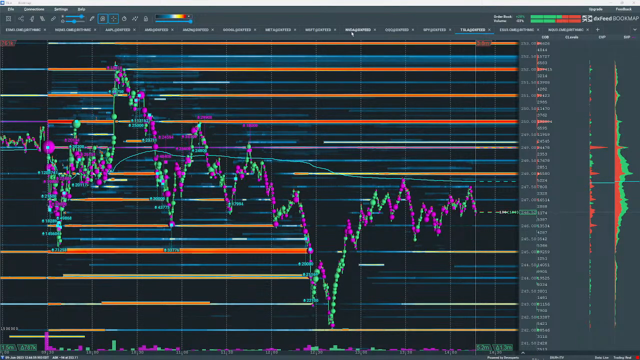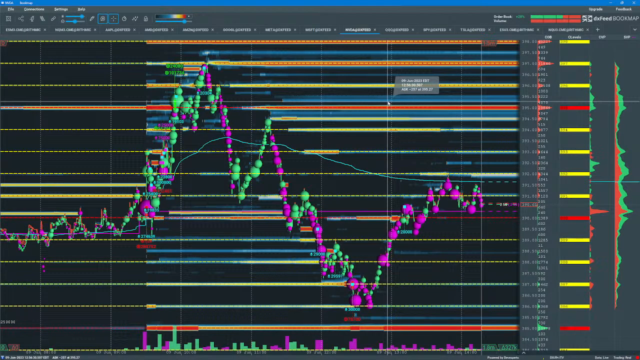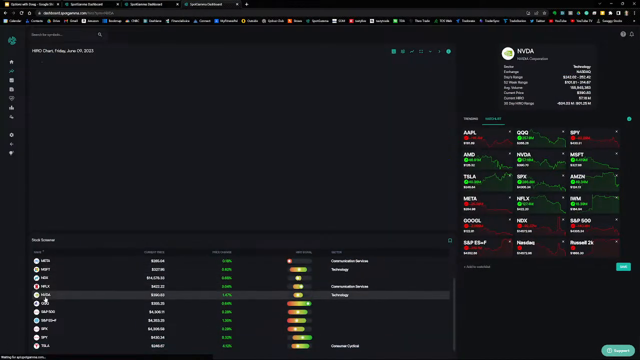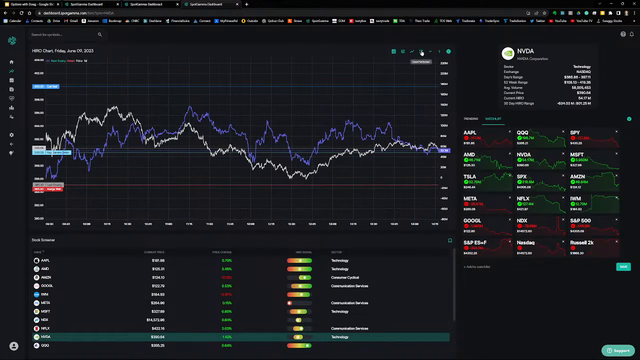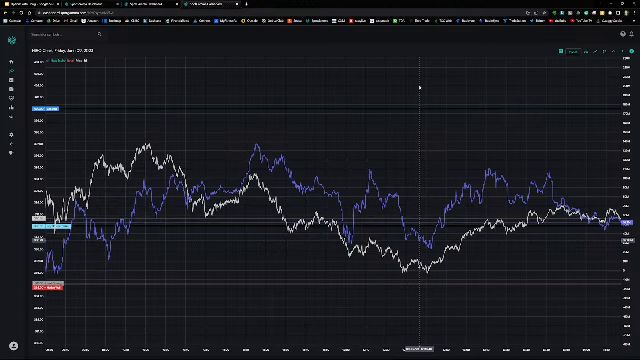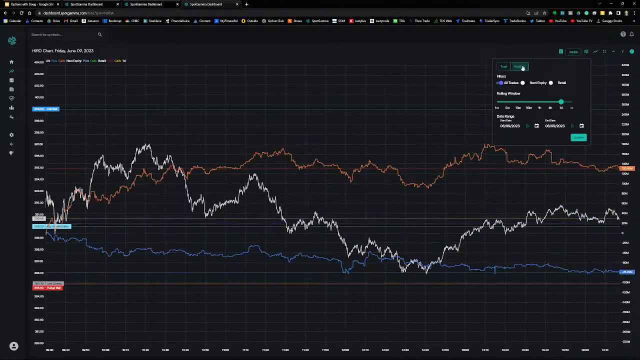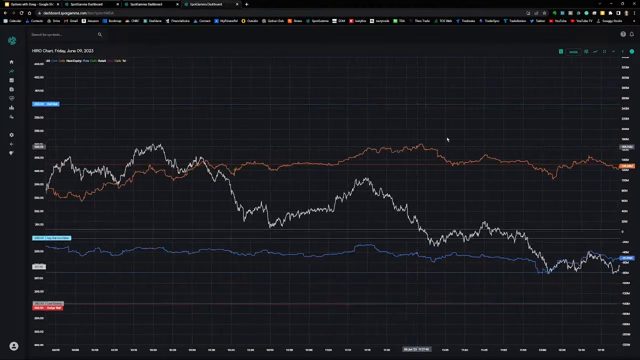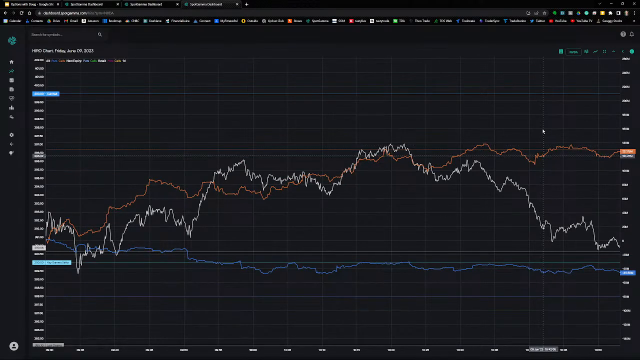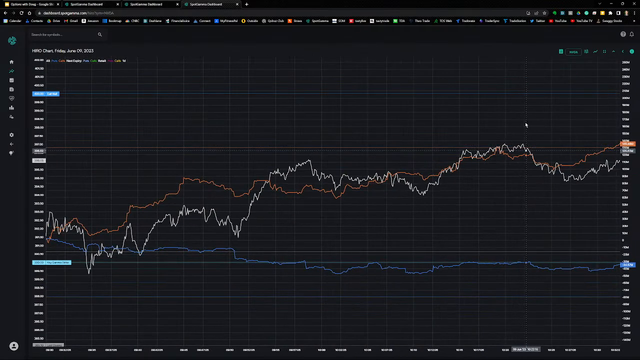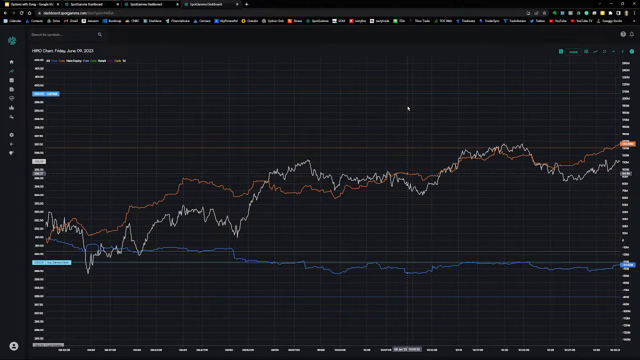All right, so a request to take a look at NVIDIA. There's NVIDIA. And I suspect call buyers were at it in the morning. Let's take a look. Not quite as clear a signal as AMD. Yeah, there we go. So call buyers. Let's zoom in on about the first hour. And you can clearly see here that call buyers were helping to drive price higher.